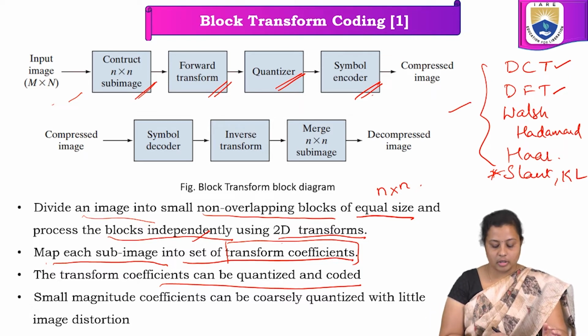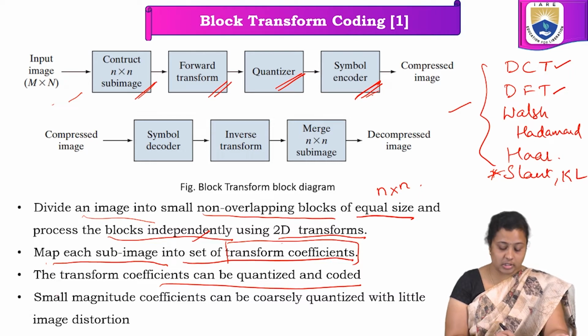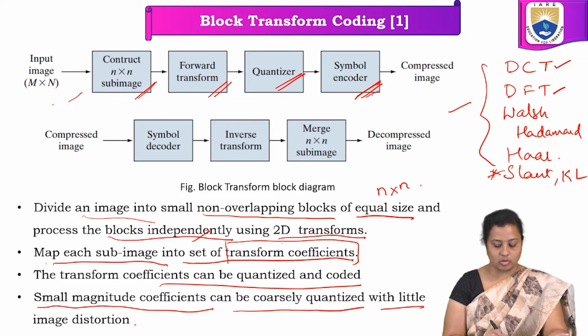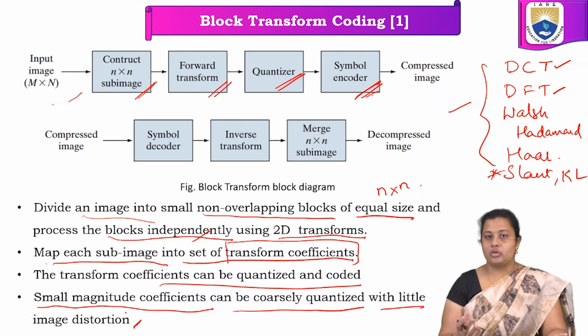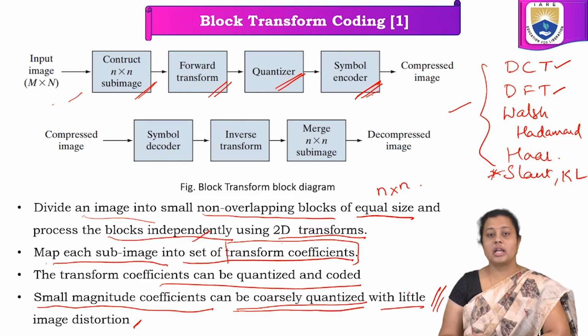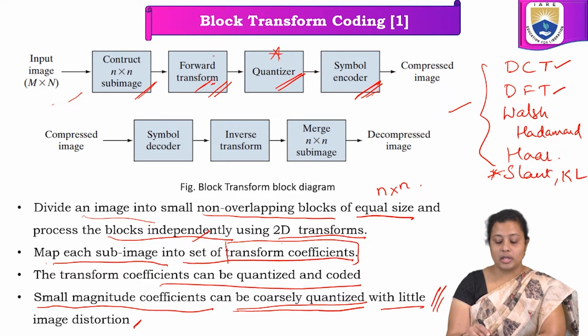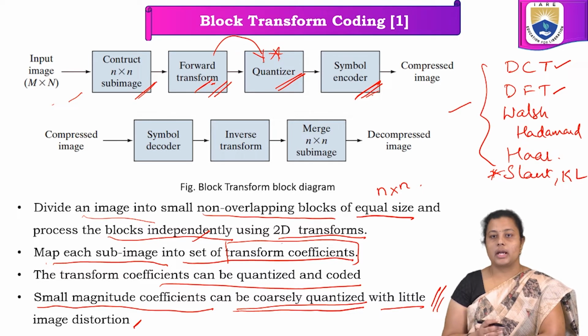While doing all this, what we consider here is that small magnitude coefficients can be coarsely quantized with little image distortion. If the magnitude of a coefficient is very small, then we can neglect it. If it is a small quantity, then we coarsely quantize it. Using this process, we are able to achieve our image compression. So if you observe here, image compression is achieved in the quantization process, not in the transform process. After the transform coefficients, at the stage of the quantizer, we get our image compression.